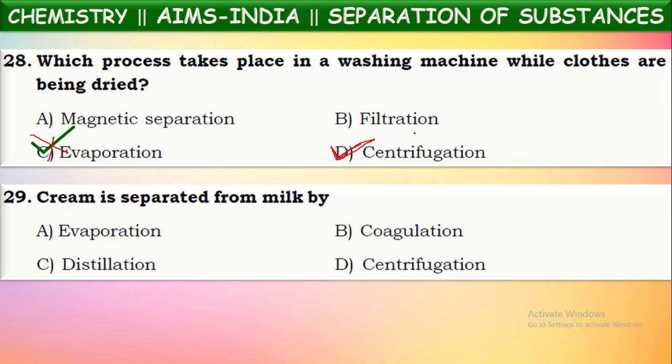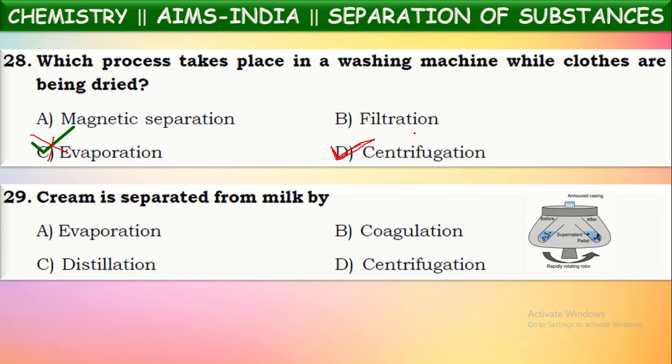Next, cream is separated from milk by. How do we separate cream from the milk? Generally, milk dairies separate cream from the milk before packing them. So for the separation of cream from the milk, they whirl these milk containers at very high speed in a machine called a centrifuge. By whirling this milk at very high speed, the cream particles suspended in the milk will be separated and will be floating on the milk, and hence this cream is separated. So that process is called centrifugation.